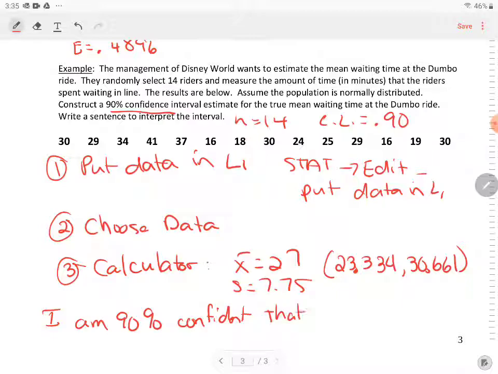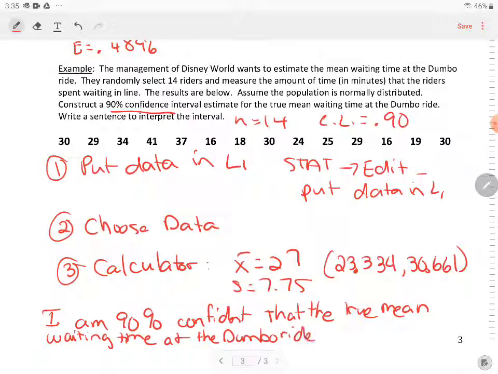So I am 90% confident that the true mean waiting time at the Dumbo ride is between 23.334 and 30.661 minutes.